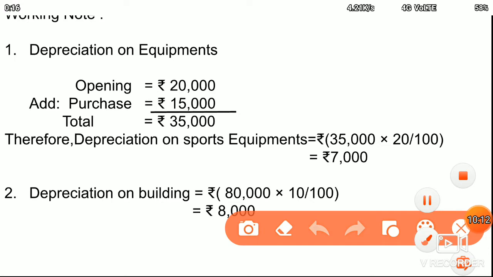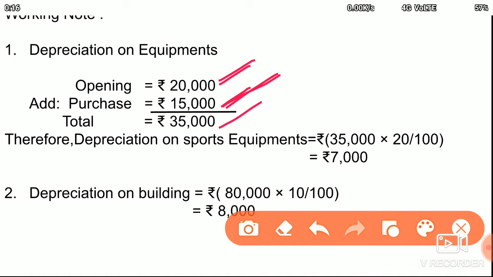For calculating depreciation on equipment, we have the opening in the additional information is 20,000. Purchases from the receipts and payments account shows that 15,000. So this purchase, the date is not given. We assume that it is purchased at the beginning of the year. So for both, for 20,000 and for 15,000, we have to provide whole year's depreciation. So the total value, opening value for which we have to provide depreciation is 35,000. So if we provide depreciation at the rate of 20%, that means on 35,000 at the rate of 20%, the depreciation comes to 7,000. That is for sports equipment. For building, we have only the opening value. So for whole year, if we provide depreciation on that at the rate of 10%, it comes to 8,000.